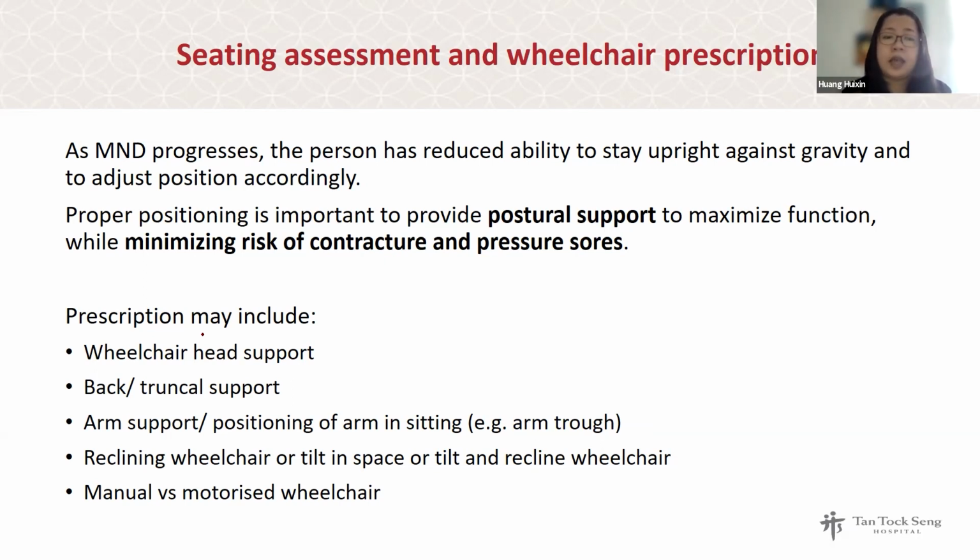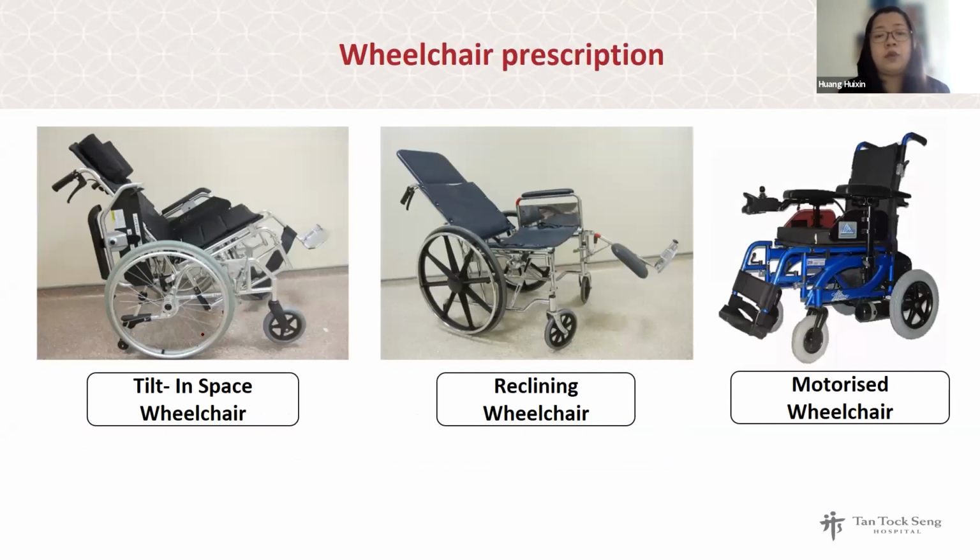So we will look at having a wheelchair with a head support, maybe a truncal support, and whether they need additional support on top of the existing wheelchair so that they are able to have a more upright position to engage in tasks. We don't want them to flop to one side. Do they need more support for their arm position when they are eating in sitting? Does this wheelchair need reclining features, or can it be a tilt-in-space? And should this wheelchair be motorized or manual? So this is some of the equipment that we are looking at.